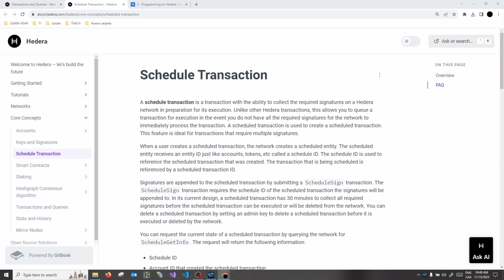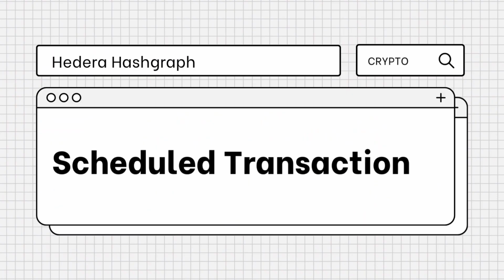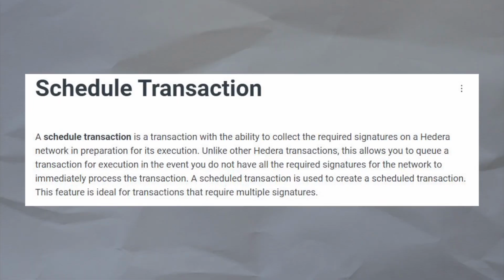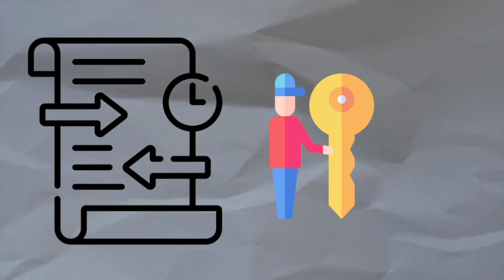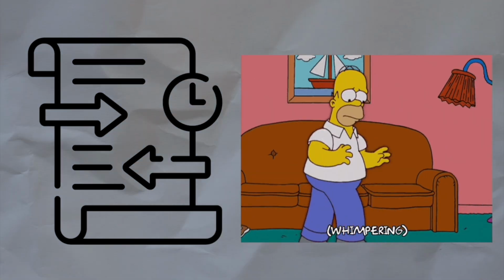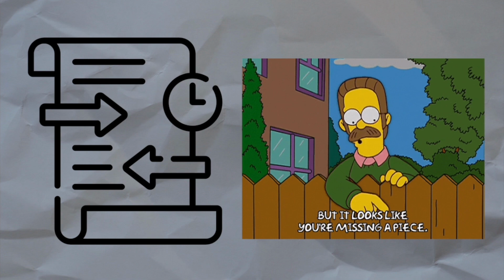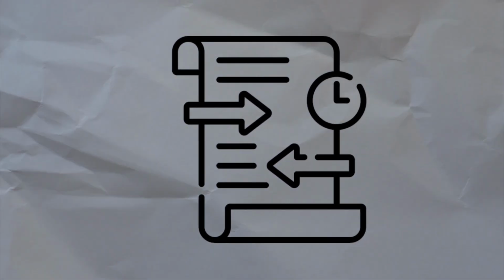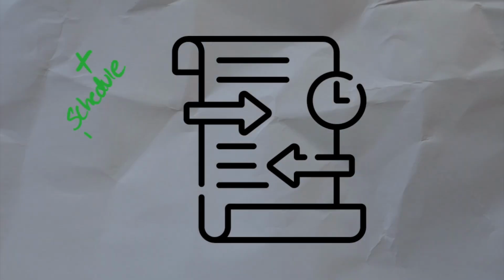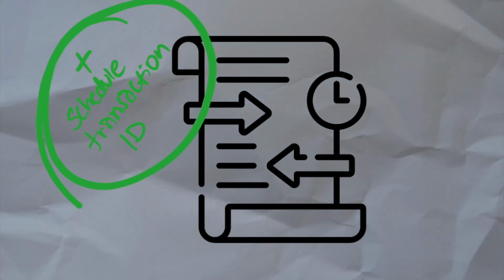Another interesting type of transaction that the Hedera network allows is scheduled transactions. A scheduled transaction is a transaction with the ability to collect the required signatures on a Hedera network in preparation for its execution. Unlike the other Hedera transactions we covered in the previous steps, scheduled transactions allow you to queue a transaction for execution in the event you do not have all the required signatures for the network to immediately process the transaction. When a scheduled transaction is created, the network creates a scheduling entity.